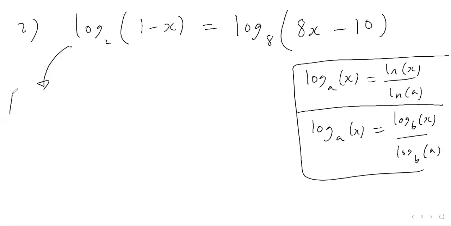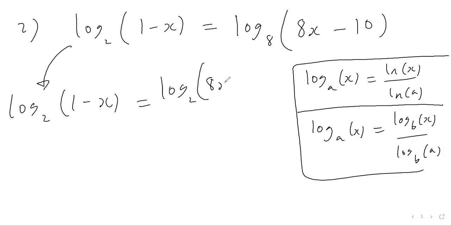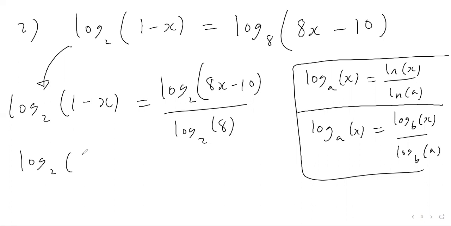So on our left-hand side, we've still got log base 2 of 1 minus x. But the right-hand side, we can rewrite like this. We can write it as log base 2 of 8x minus 10, the argument of the function, divided by log base 2 of the base of this function, so log base 2 of 8. What we know is log base 2 of 8: what power do you need to raise the number 2 by to obtain 8? That's going to be 3. So we get log base 2 of 1 minus x equals a third, because we're just dividing by 3, a third of log base 2 of 8x minus 10.